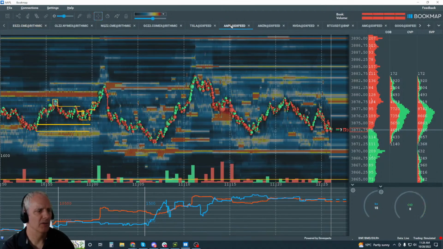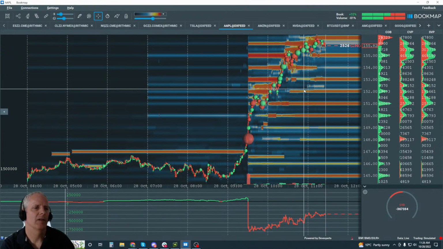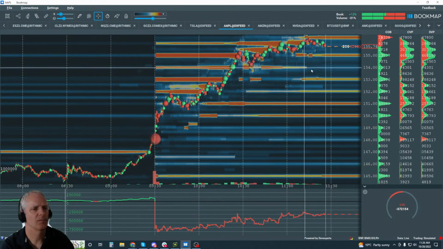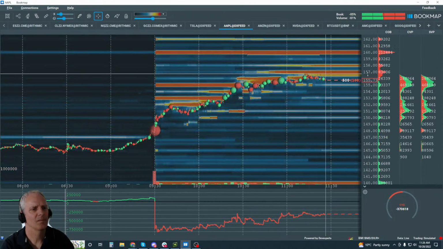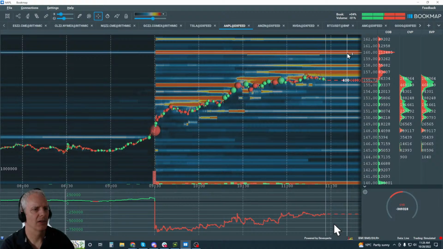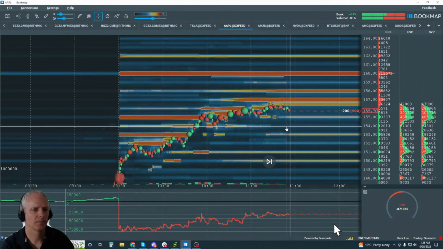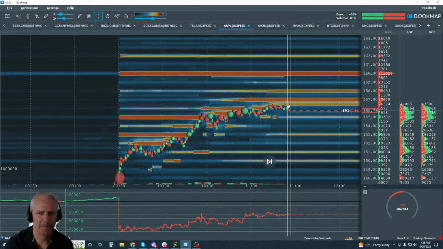Yeah, I'm really curious to go see Apple, so let's jump over there. That's been pretty bullish. 160, a lot of liquidity up there. 155 and 3/4 right now.